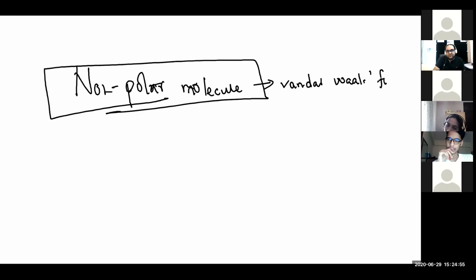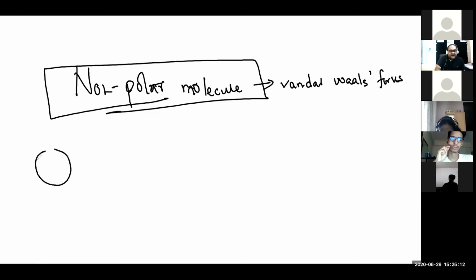So what is a dipole? Dipole means two charges. Within a molecule, on one side it has a partially positive charge, on the other side it has a partially negative charge. Isn't it a dipole? There are two poles. So that's why this is known as a dipole moment.